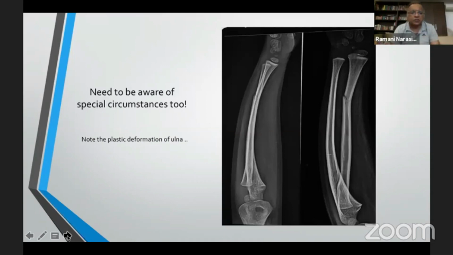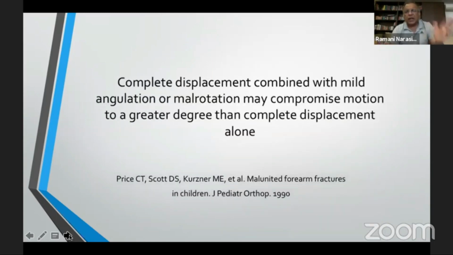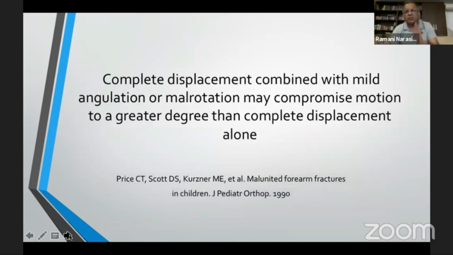You need a conscious sedation or a good relaxation by general anesthesia. You need a sustained 3-point pressure to reduce these fractures. So according to Price, in 1990, complete displacement combined with mild angulation or malrotation may compromise motion to a greater degree than complete displacement alone. So the combination could be something which we need to look out for.